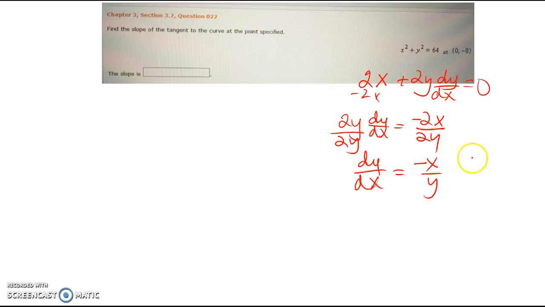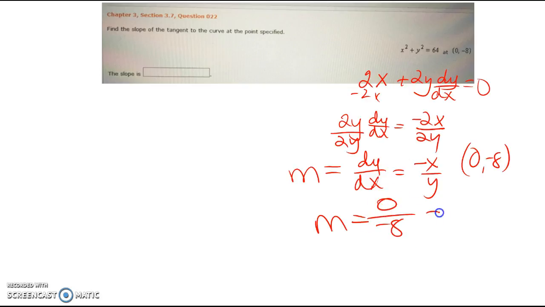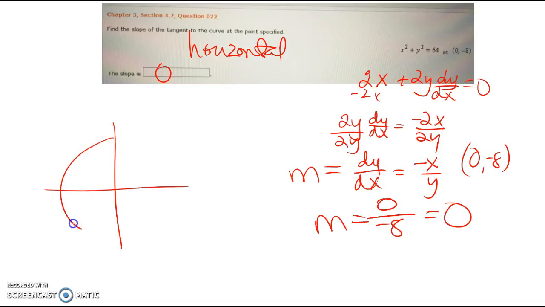Well, at the point (0, negative 8), if this is our slope, it equals 0 over negative 8, which equals 0. What is the slope? The slope is 0. What kind of line is that? It's going to be horizontal, isn't it? All right, this should be a circle. If we graphed it, you don't have to, but this is a circle. It's centered at (0, 0), and the point is (0, negative 8). Here we go. Tangent line is horizontal. Okay?